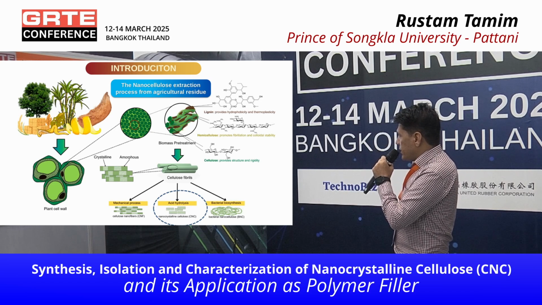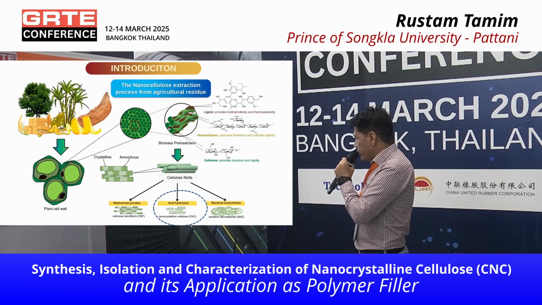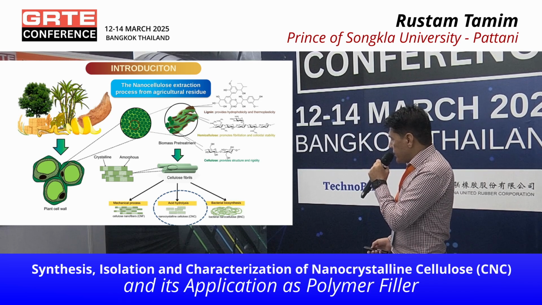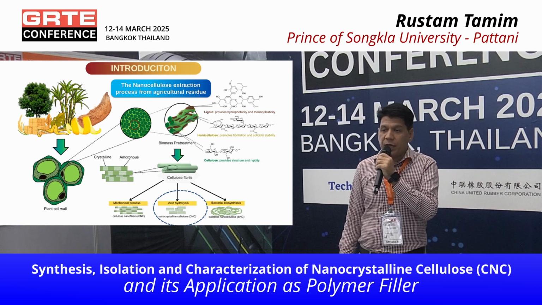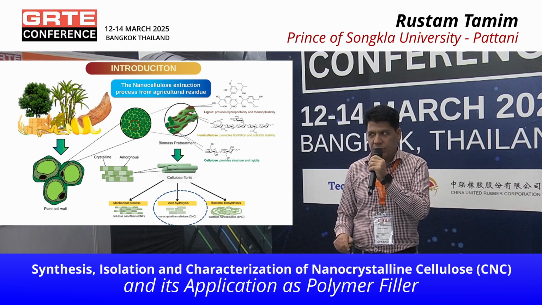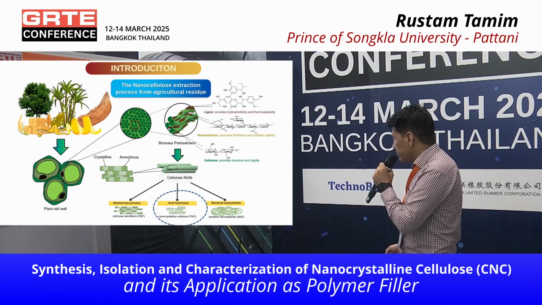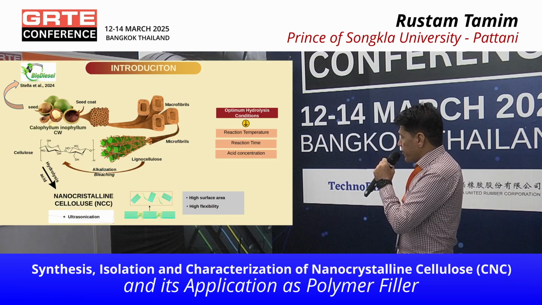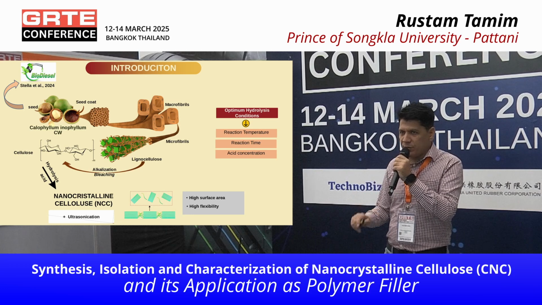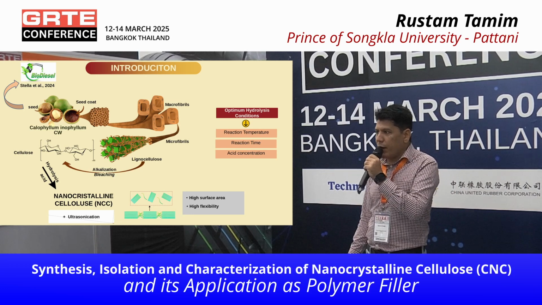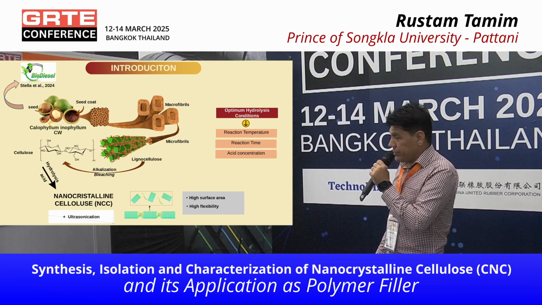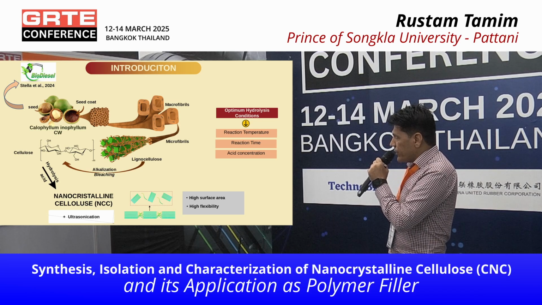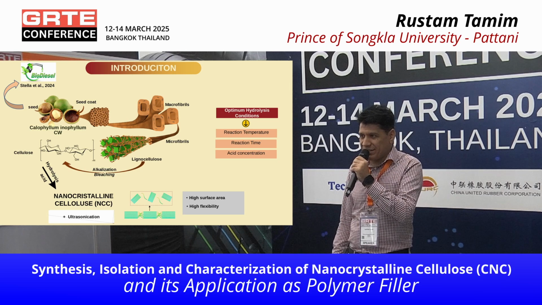which is mechanical process, acid hydrolysis, and bacterial biosynthesis. But we focus on acid hydrolysis. So we will use acid to do hydrolysis to make cellulose. This is a specific example of how we synthesize nanocellulose from a fruit waste called Calophyllum inophyllum.